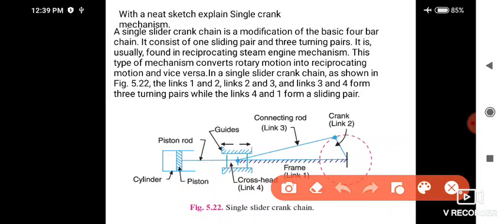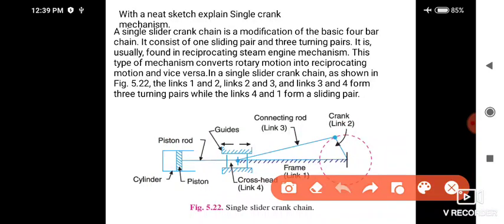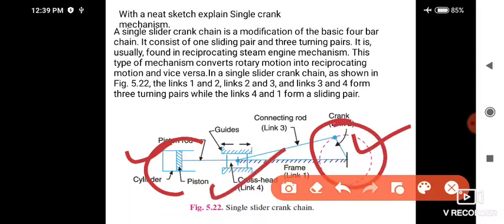So here the single slider crank chain mechanism is a modification of the basic 4-bar chain mechanism. It consists of one sliding pair and 3 turning pairs. It is usually found in reciprocating steam engine mechanisms. This type of mechanism converts rotary motion into reciprocating motion. So through this rotary motion we can get reciprocating motion in this piston. With the help of these links, we get rotary motion converted to reciprocating motion. So for that reason we are using this single slider crank chain mechanism.